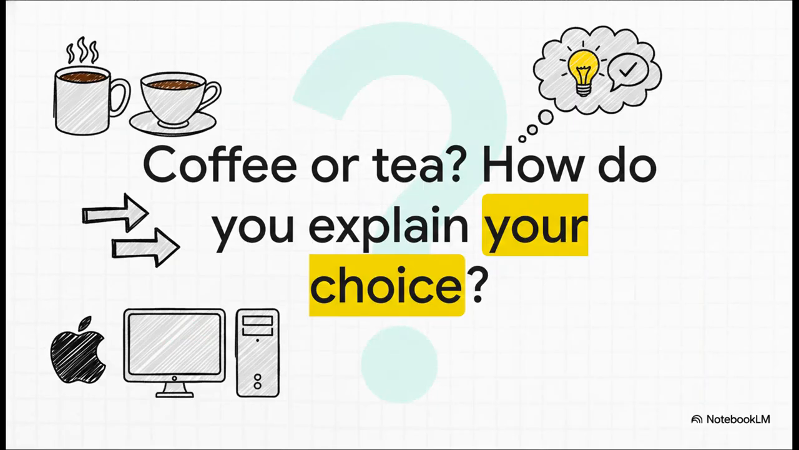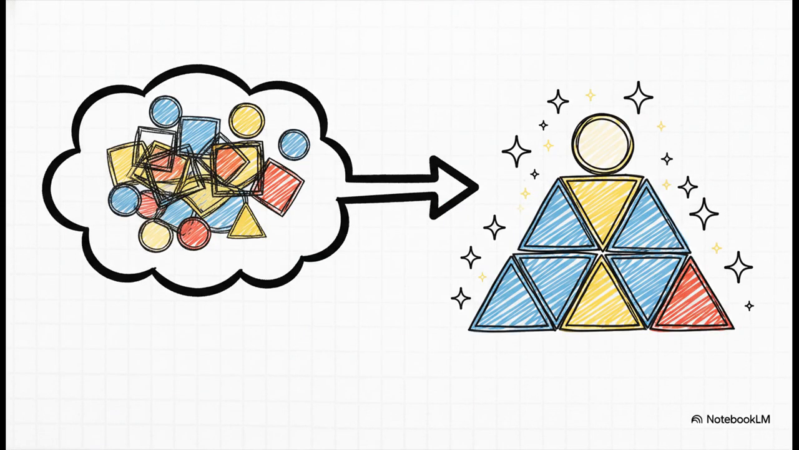I mean, think about it. Coffee or tea? A Mac or a PC? When someone asks you why, it is so easy to just fall back on, I just like it better. But that doesn't really explain anything, does it? It's not going to persuade anyone, and it definitely doesn't make things any clearer. The good news is, there is a much, much more powerful way to communicate your choice. And the secret, well, it's all in the structure.